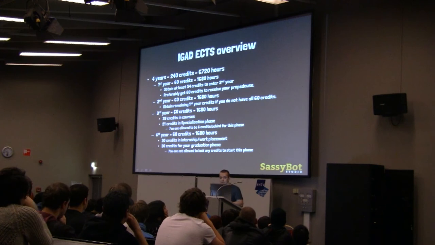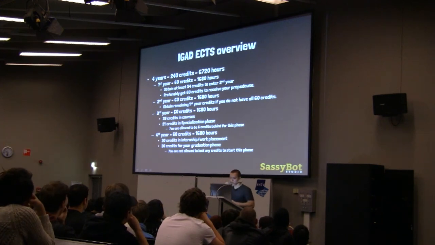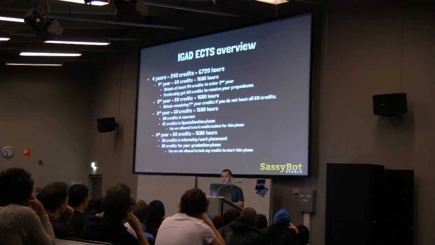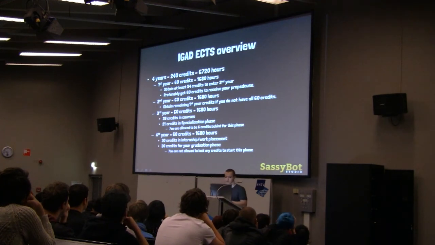In your second year, you will have another 60 credits to obtain. You can obtain the remaining credits that you're missing from your first year if you do not have all these 60 credits yet. In your third year, it's a bit of a shift. You will no longer only be doing courses, you will also be doing something called a specialization phase. You will only be allowed to do that if you are no more than 6 credits behind.